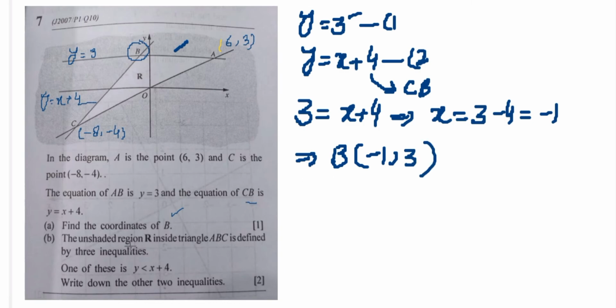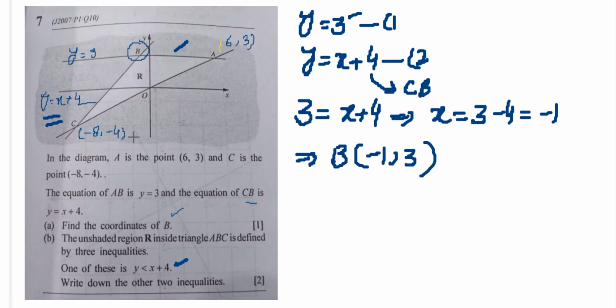Next, the unshaded region R inside the triangle ABC is defined by three inequalities. One of the inequalities is y less than x plus 4. Firstly, y less than x plus 4. This shows the equation y is equal to x plus 4. Now, here y is less than x plus 4.